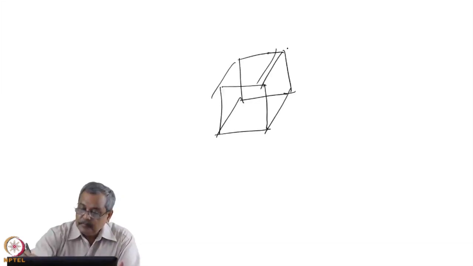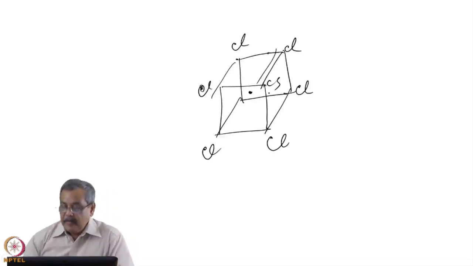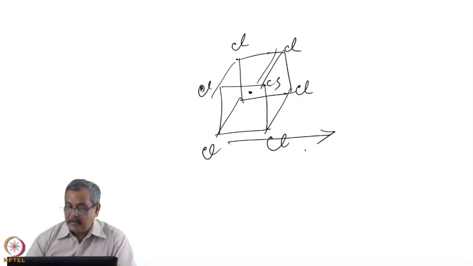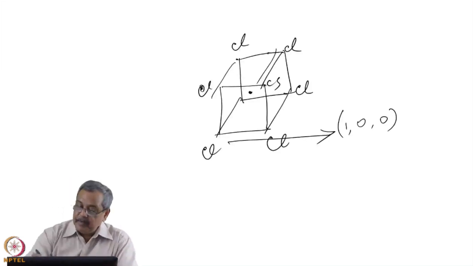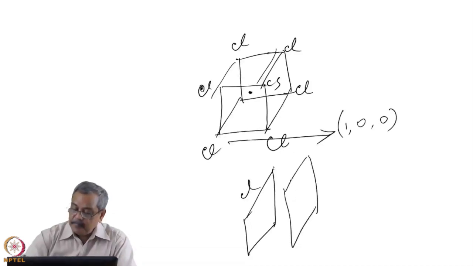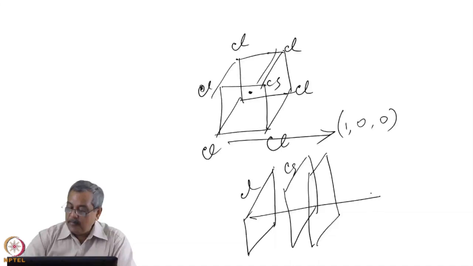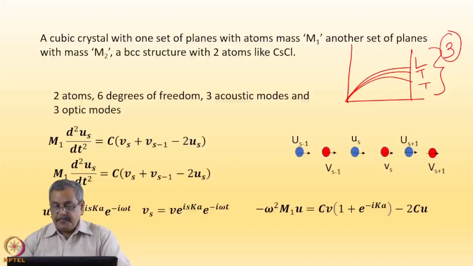So you have chlorine at the edges. So 8 edges gives me 1 chlorine per unit cell, and 1 body center is cesium. Now that means if I consider, let us say, a propagation in this direction, which is the 100 direction, please remember, in real space, this will have planes like this. I will have planes of chlorine followed by planes of cesium, then again planes of chlorine. So this is how, if I go in the 100 direction, I will get the planes, which now I am showing as a chain. Basically these are planes.